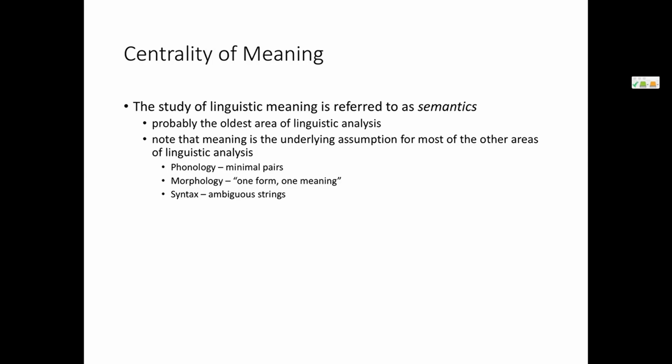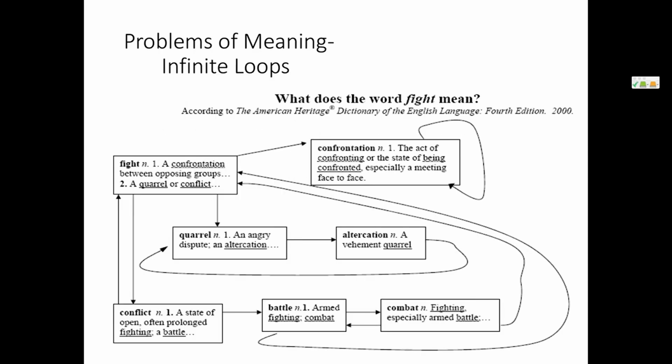So this is a really pretty fundamental thing, and it's also probably, I would say, the slipperiest area of linguistics. It's really hard to get a grasp on it. So you've been warned, don't try to really get into it deeply. It's always going to be problematic. So the problem of meaning and definitions is these infinite loops where you start with wanting to know one word and then you can never really find the definition except by using the same word. So let's look at the word fight, for instance, here.